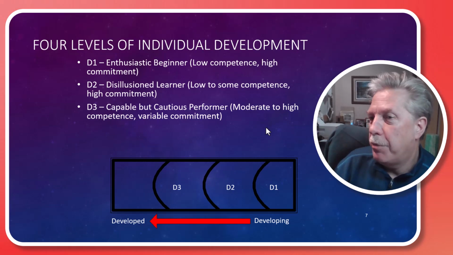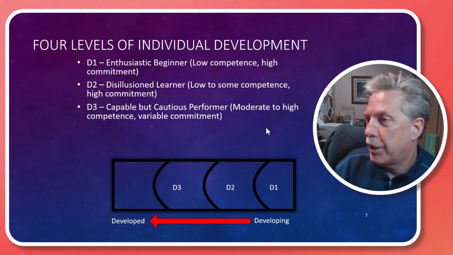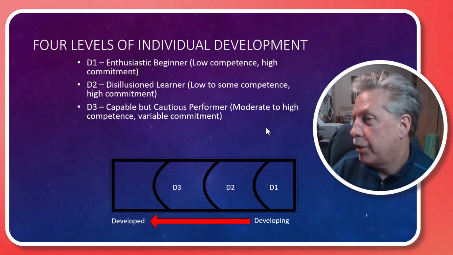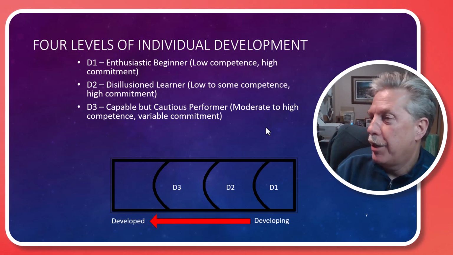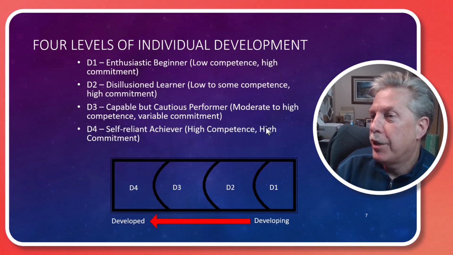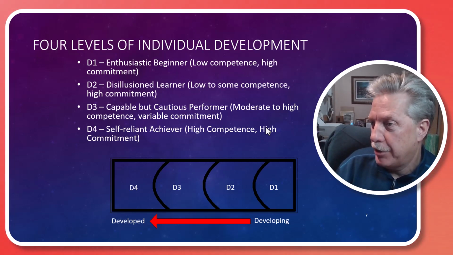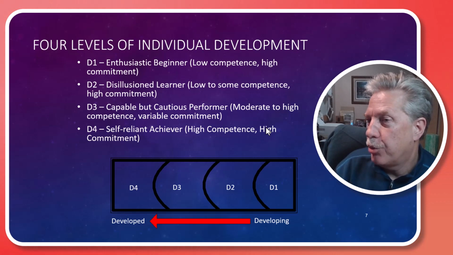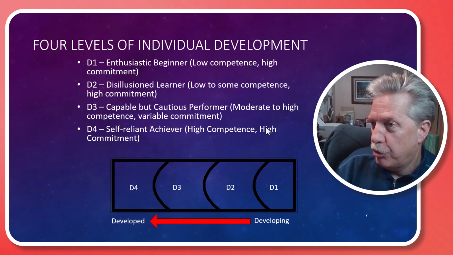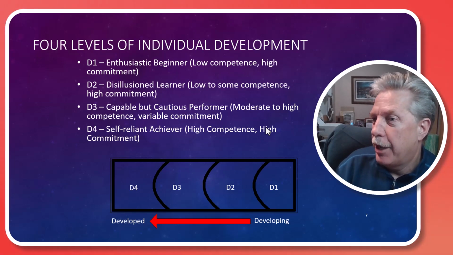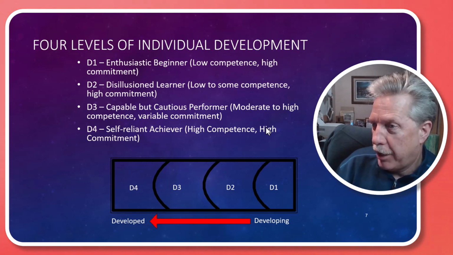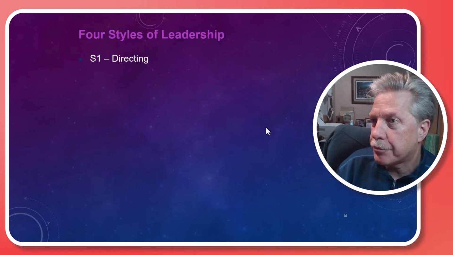The next level up is D3. They're a capable but cautious performer. They have moderate to high competence and variable commitment. So they're sometimes committed and sometimes not. And then D4 is a self-reliant achiever. They have high competence, meaning they have the high skills, and they also have high commitment. So obviously that's what you're striving to get your individuals to be: a D4, or self-reliant achiever.